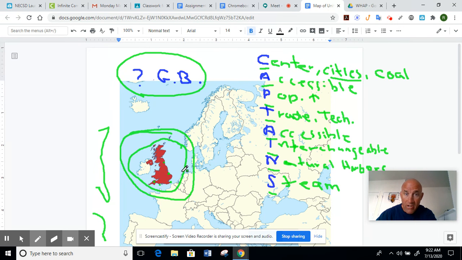There's a saying you guys probably have heard of: the sun never sets on the British Empire, meaning that wherever you were in the world, there was a colony, a territory of the British Empire. So it's really important to understand that moving forward.